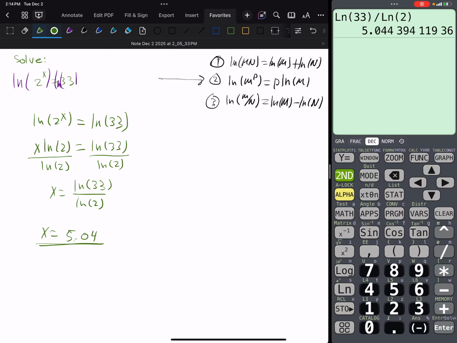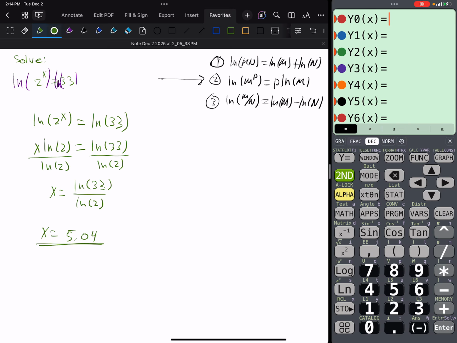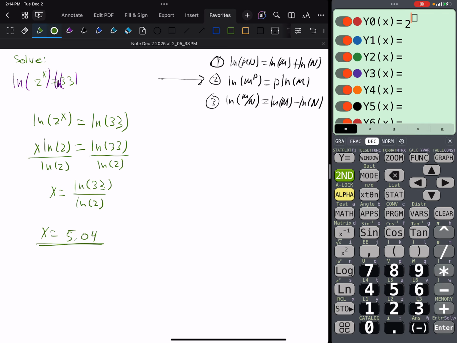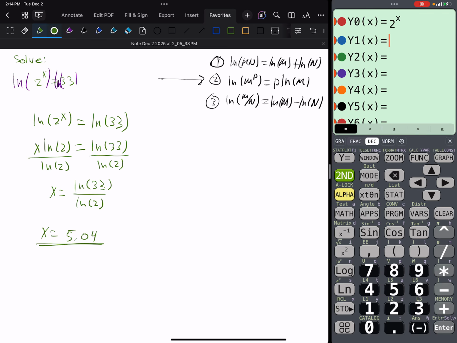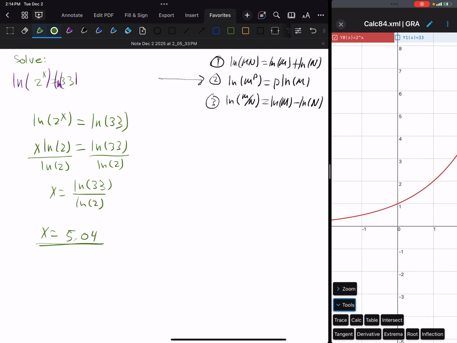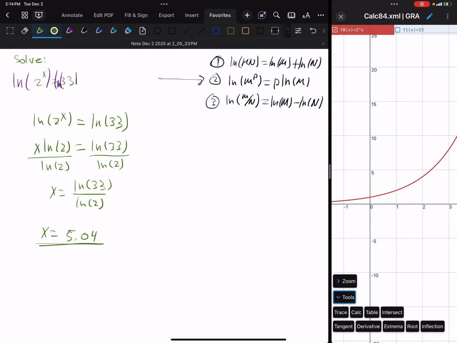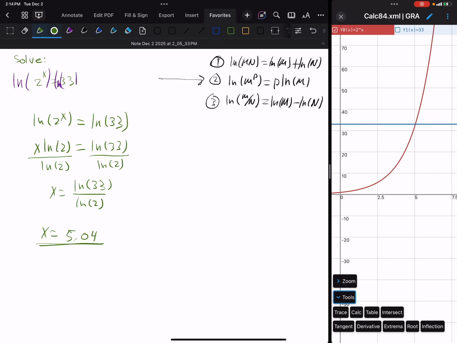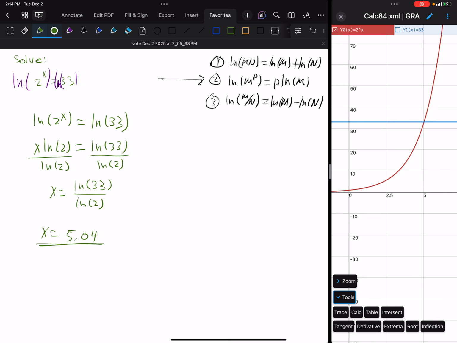And if I want to check that, what do I do? Well, I go back here and type in 2 to the x for one function. I type in 33 for my second function. I don't particularly care about my window, except that I ought to be able to see the 33 there, right? And then I look for the intersection of those two, and the intersection tells me that the x value for that intersection is 5.04, which is approximately what I got when I solved the equation.